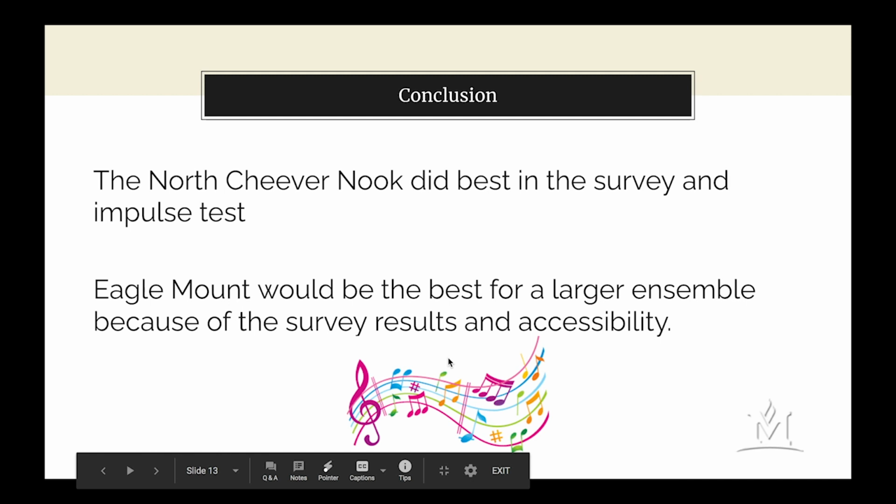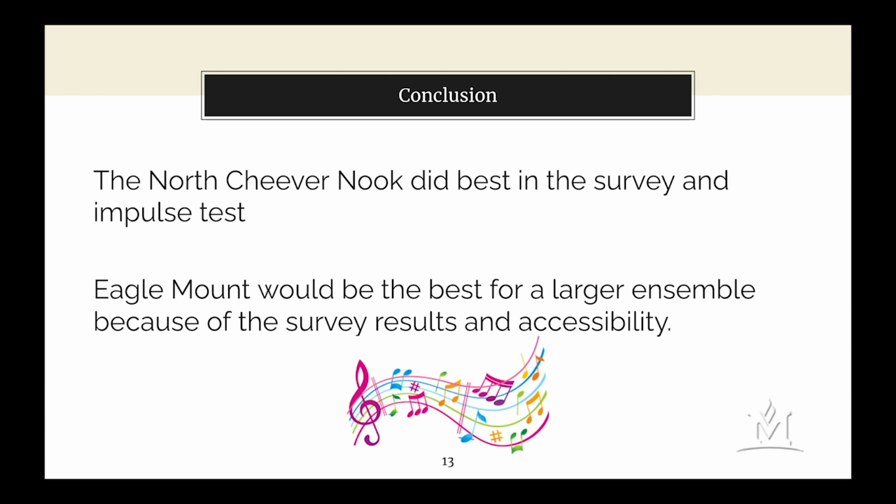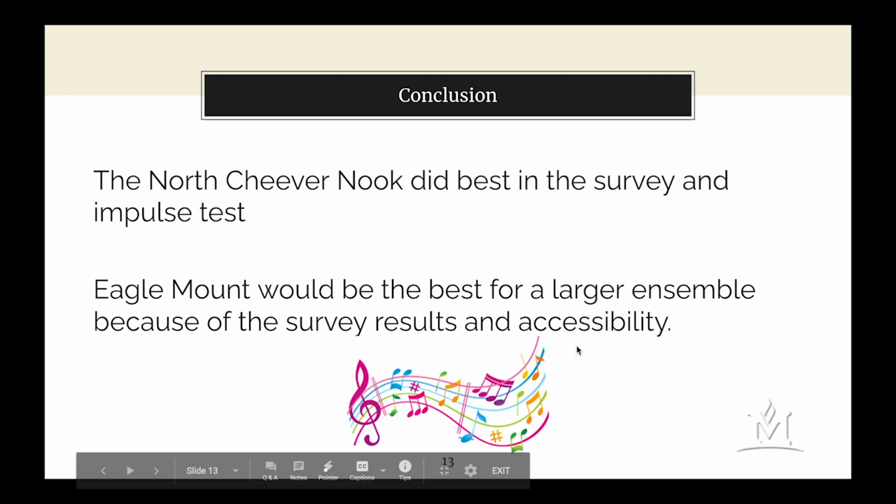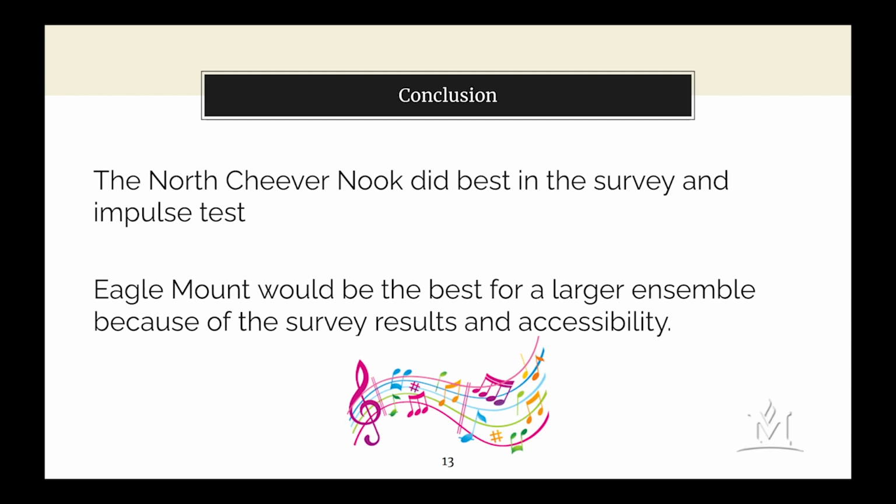The conclusion, both in the survey and the impulse test, with my test, North Cheever Nook was the overall winner. It would definitely be best for chamber music, but for a large ensemble, there's so much reverb and it's so loud in there that I don't think it would work best. So coming down the list for something that's not quite as loud of an area, Eagle Mount would be the next best for a larger ensemble or even chamber ensemble. It was really favored in the survey. There was a sharp impact in the impulse test for the reverb. That would need to be looked into if having a symphony or a band perform there. Hopefully it wouldn't muddy the sound up too much.